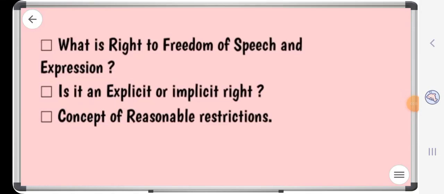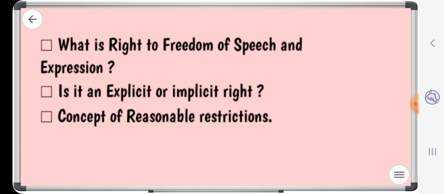And welcome everyone. In this video, we will discuss 5 landmark Supreme Court judgments on freedom of speech and expression in India. But before we delve into the topic, we will first try to understand what this right to freedom of speech and expression is. Is it an explicit or an implicit right given in the Indian Constitution? And the concept of reasonable restrictions upon the rights granted to us.